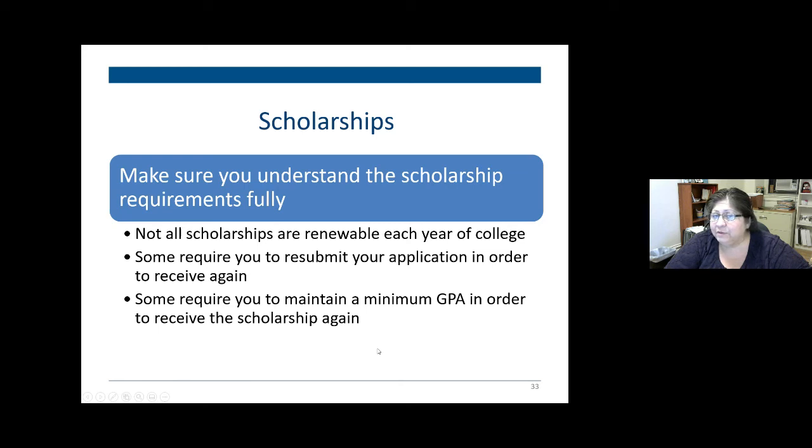Not all scholarships are renewable each year of college. Some require you to resubmit your application in order to receive them again, like DC scholarships, like the Pell Grants. You need to do a FAFSA every award year, so just put it in your calendar. Some require you to maintain a minimum GPA in order to receive the scholarship again, or to be enrolled in a certain number of credits. So know all those facts.